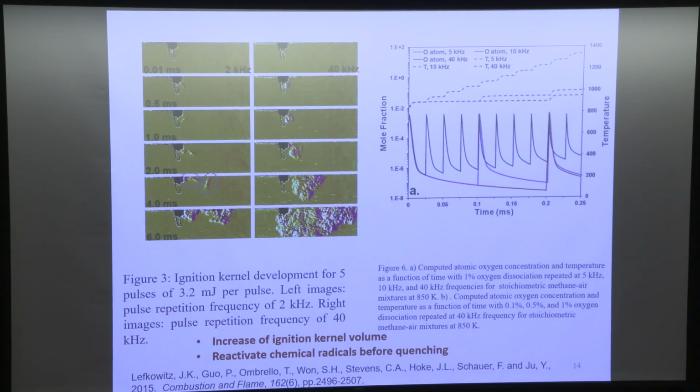And this is a typical example when you change the frequency of the nanosecond discharge: 2 kilohertz versus 40. If you look at 2 kilohertz, you have one spark and another spark. The two sparks are not really connected to each other because the flow is so fast. So two isolated ignition corners. But if you have 40 kilohertz, you have multiple discharges, they overlap, they create a big volume, and eventually they can accelerate the ignition.